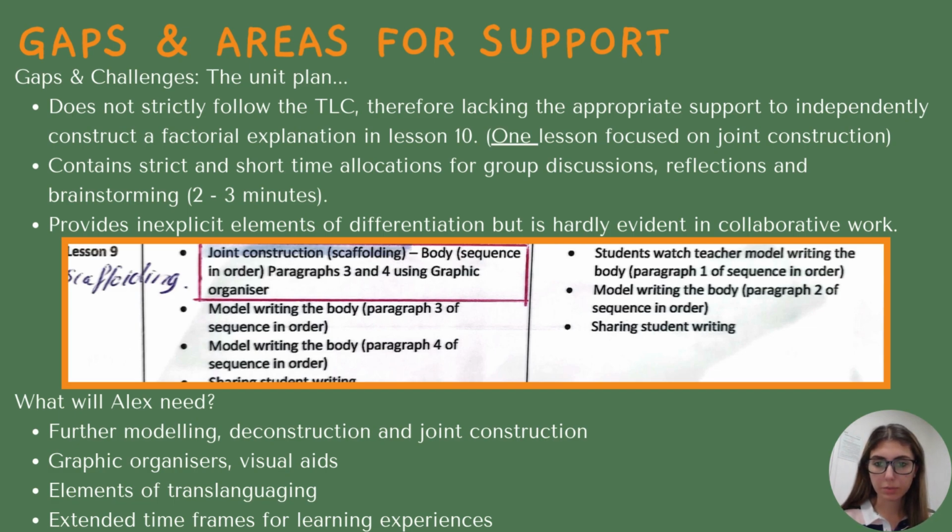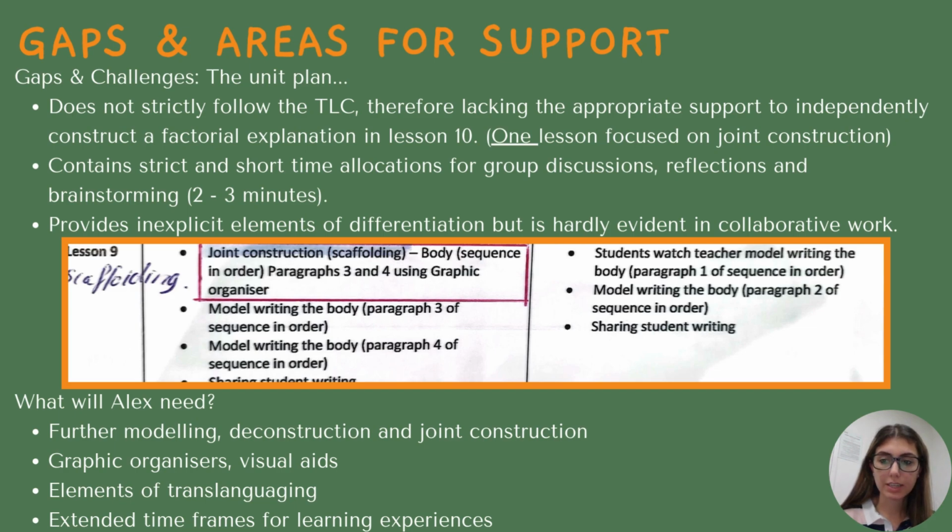Furthermore, this unit plan displays strict allocation of time to group discussions, reflections, and brainstorming, with these times ranging from 2 to 3 minutes. Alexander will encounter immense difficulty with such short periods of time, consequently affecting the extent of his discussions and reflections. In summary, Alexander needs more time for discussions, reflections, as well as modelling, deconstruction, joint, and independent construction. To thoroughly help Alexander, the unit plan must include graphic organisers, translanguaging, visual aids, and support, as well as extended time allocated to learning experiences.